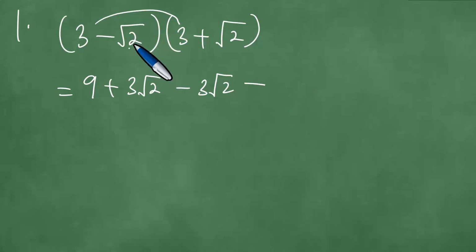What do you think minus square root of 2 times the square root of 2 is? Is it minus 2, negative, right? Yes. Well done. So what is 3 square root of 2 minus 3 square root of 2, Pekalelo? 0. And 9 minus 2 is 7. So the answer is 7, right? Yes. Right, we're looking at the next one, number 2.